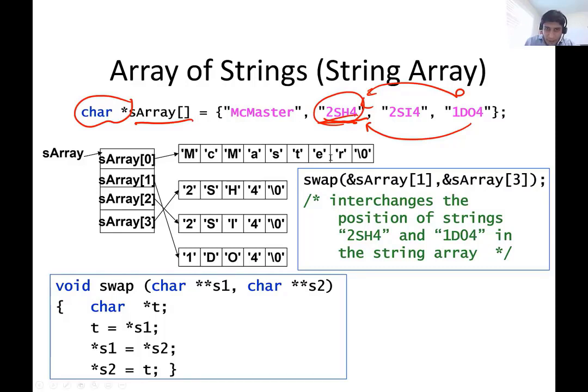You can make S array 1 point to SI4. Yeah, this is exactly what we are doing, Danny. Yeah, thank you. Good. And we're using a function called swap.